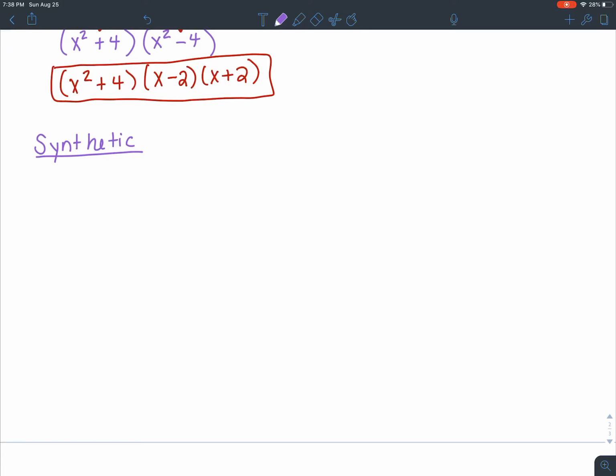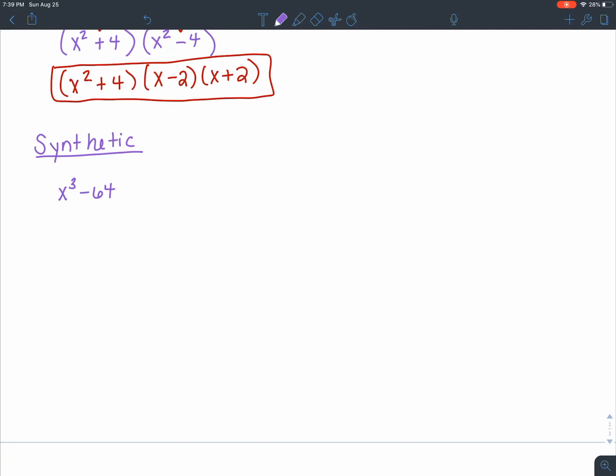Factor using synthetic division. All right, so we're going to have to use our calculators. So if you don't have your calculators, get them out. I'm just going to do x cubed minus 64. So I'm going to go to my calculator, and I'm going to type it into y equals. So I'm typing it in. Once I get it into y equals, I want to hit graph.